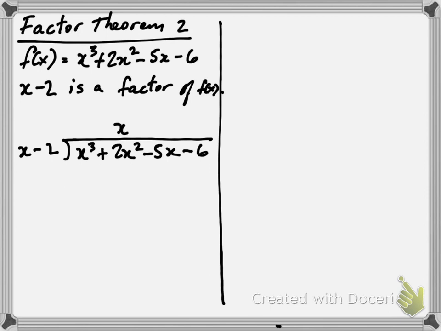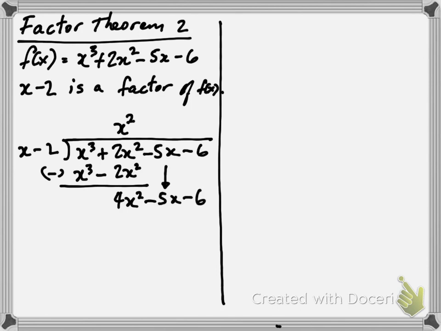So we write x squared times x is x cubed. x squared times negative 2 is negative 2x squared. We minus, and so that becomes 0. So 2x squared minus negative 2x squared. You have to be careful of these negatives and subtracting. So you end up with 4x squared. You can bring all that down, minus 5x minus 6.